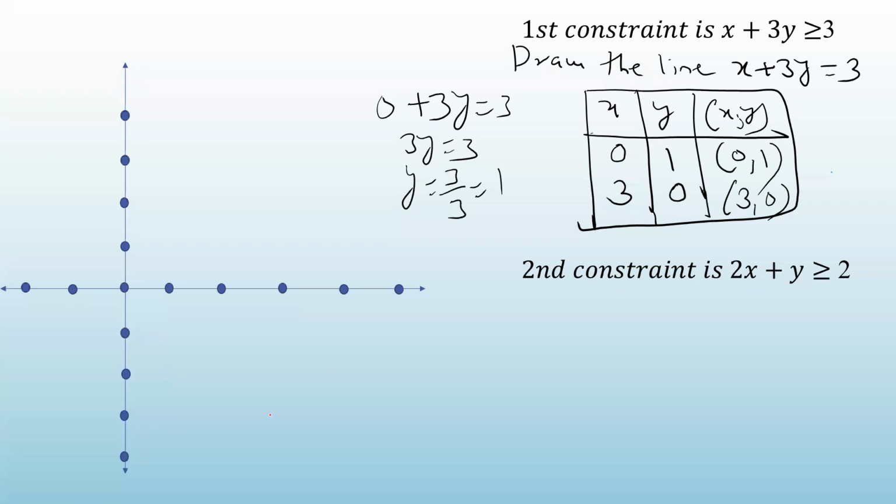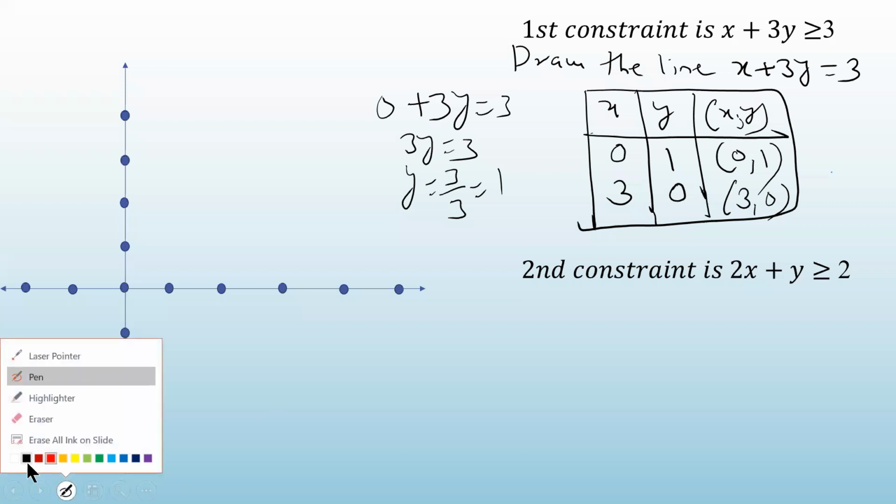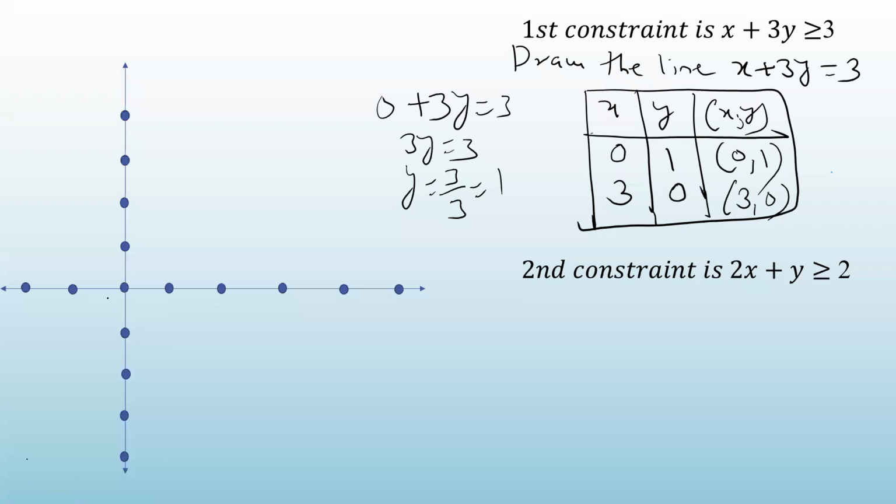So the first point is 0, 1. Let me just write down the points here first. This is O. 1, 2, 3, 4, 5. So 0, 1. X is 0, y is 1. So this is the point 0, 1. Where is the point 3, 0? This is the point 3, 0. So I have plotted these 2 points. Now let us join them. So 0, 1 and 3, 0.